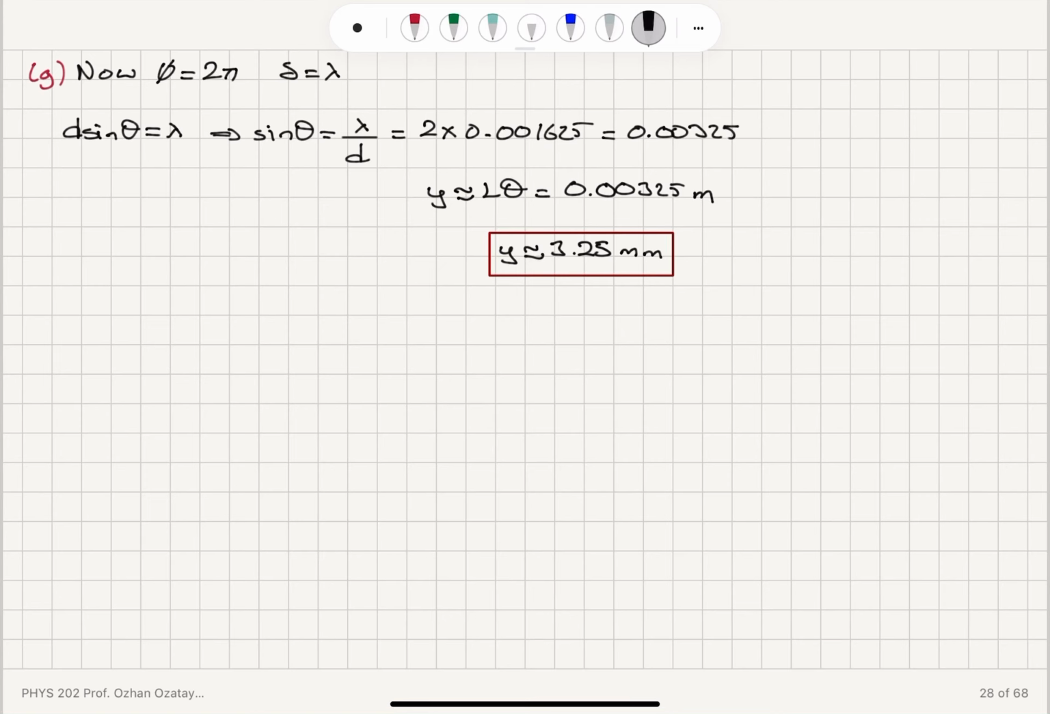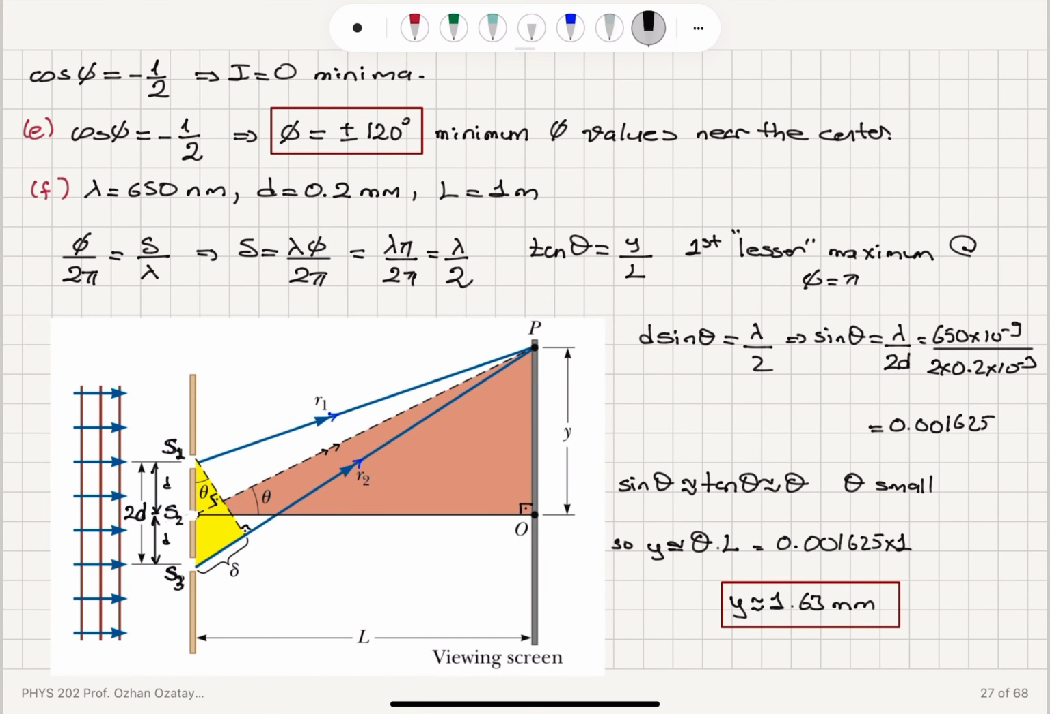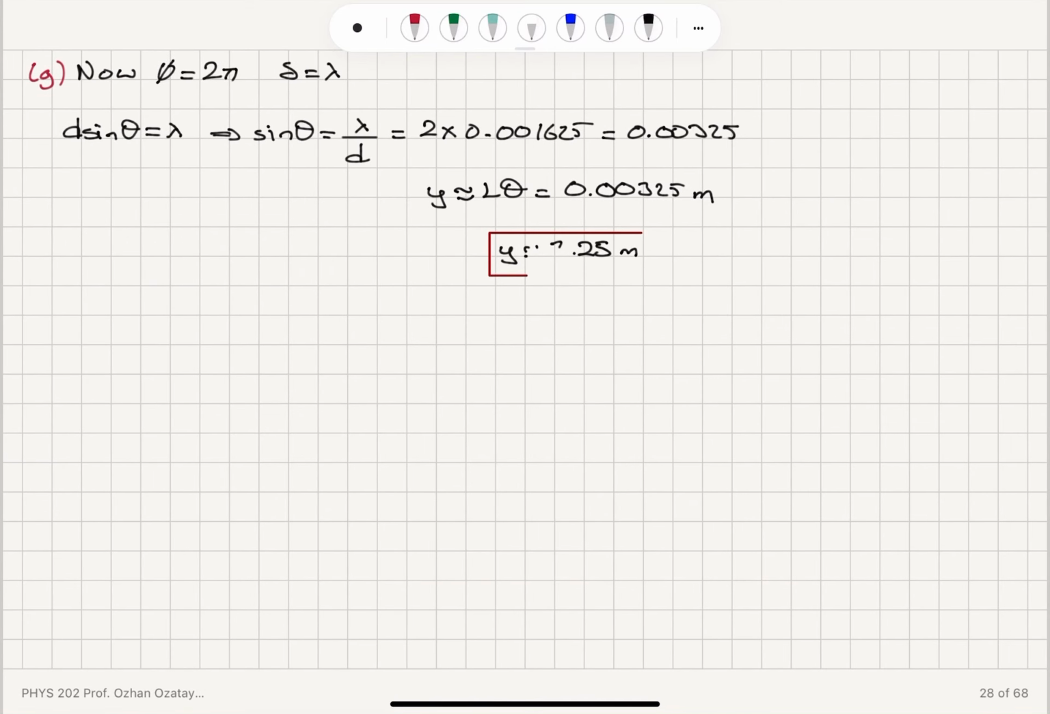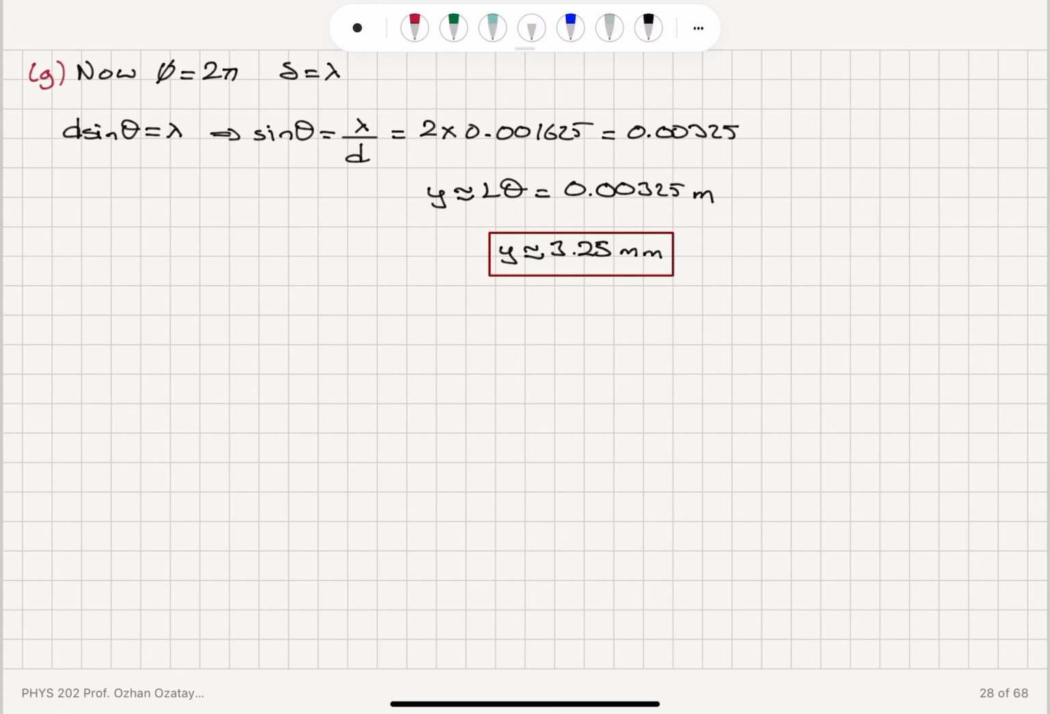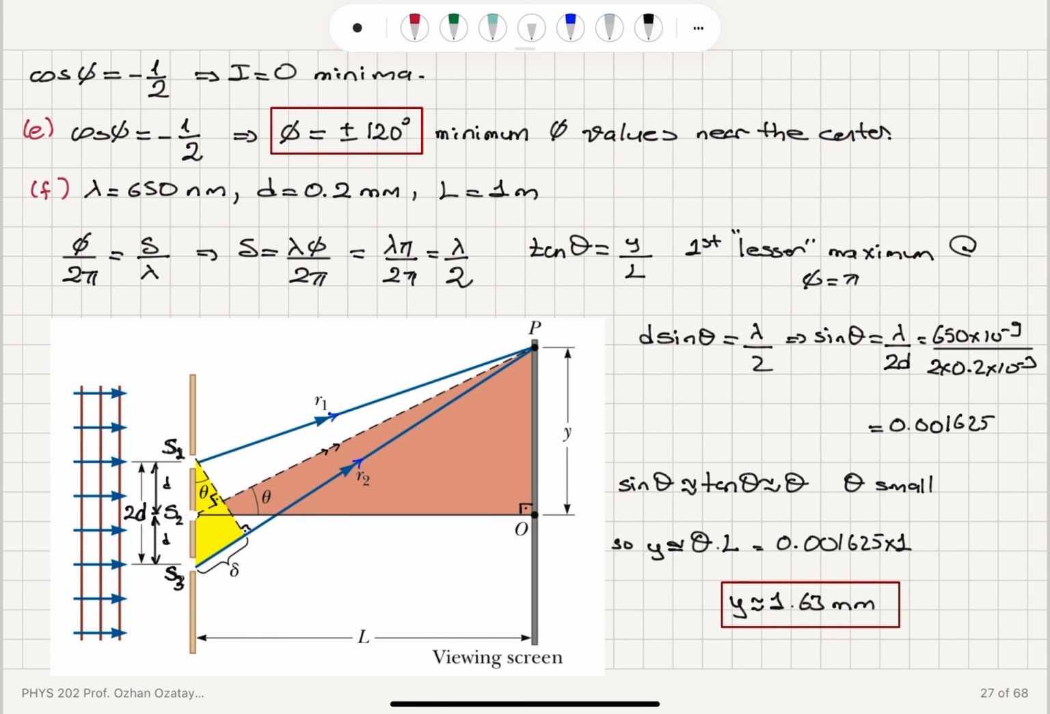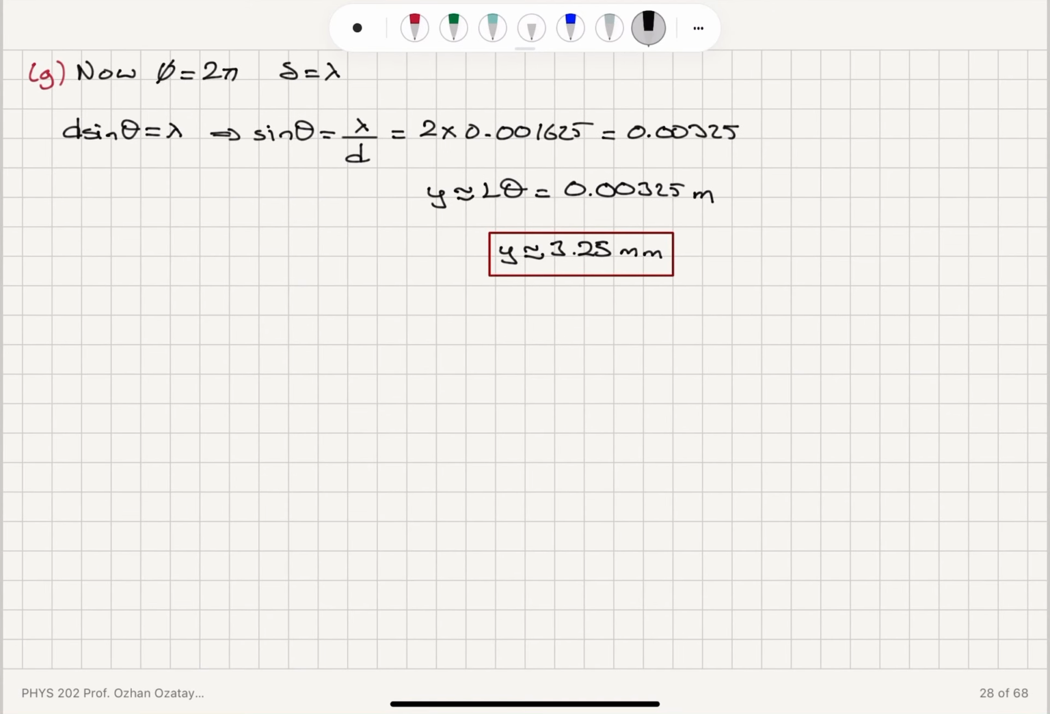Okay, now if you look at the first lesser maximum, it's at 1.63 millimeters. The first primary maximum is at 3.25 millimeters. If you divide 3.25 by 2, you would obtain something not exactly equal to 1.63. So 1.63 multiplied by 2 will give us basically 3.26 millimeters or something. It's close, but it's not exactly midway. But it's very close.